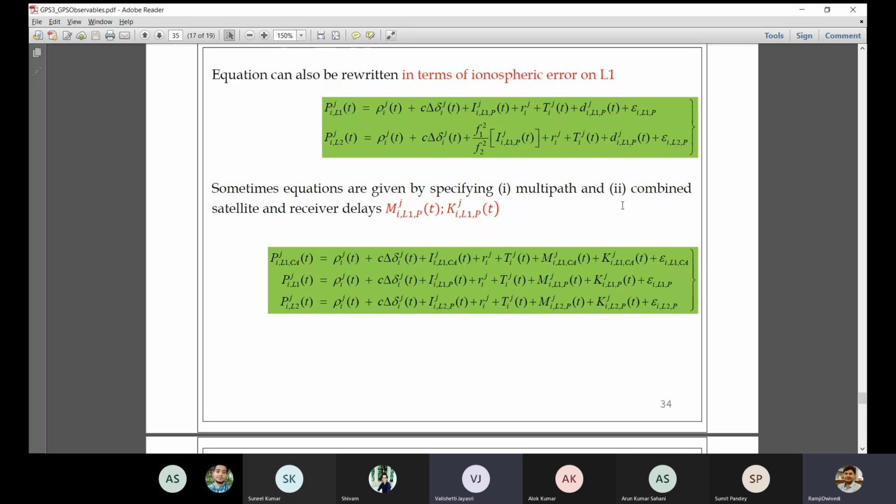What is multipath? Multipath is when, instead of the signal coming directly to the receiver, it is reflected by nearby surfaces like metallic surfaces or buildings or any other surface. If it is reflected from that place and then received by the receiver, this process is called multipath. Instead of coming from a single path, it has taken multiple paths to reach the receiver. Next, the term combining satellite and receiver delays.